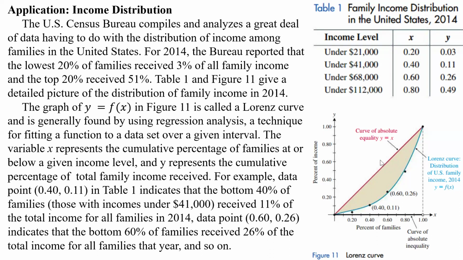Now the graph of y equals f of x in this figure down here is called a Lorentz curve, and it's usually found by using regression analysis, which is what we've been doing for a lot of our work. The variable x represents the cumulative percentage of families at or below a given income level, and y represents the cumulative percent of total family income received. So, for example, if you have the data point (0.4, 0.11), that means the bottom 40%, so again we convert that to percent, receives 11% of the total income for all families in 2014. Whereas this data point says the bottom 60% received 26% of the total income for the year.